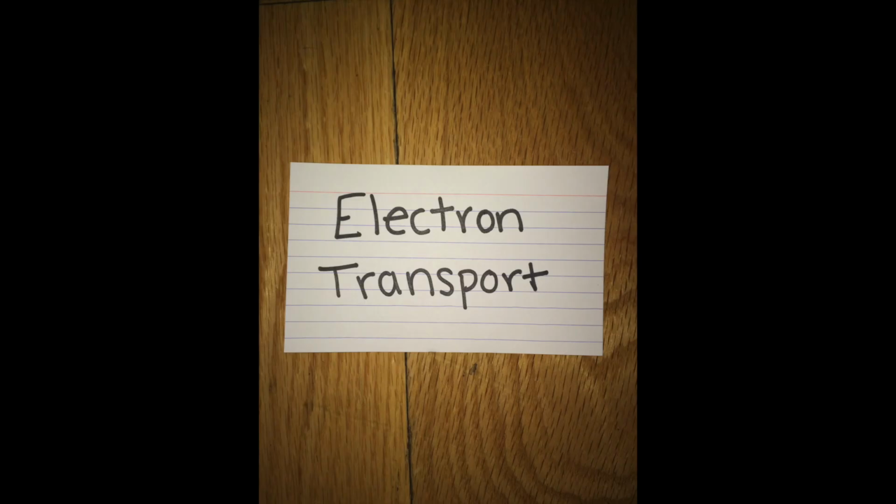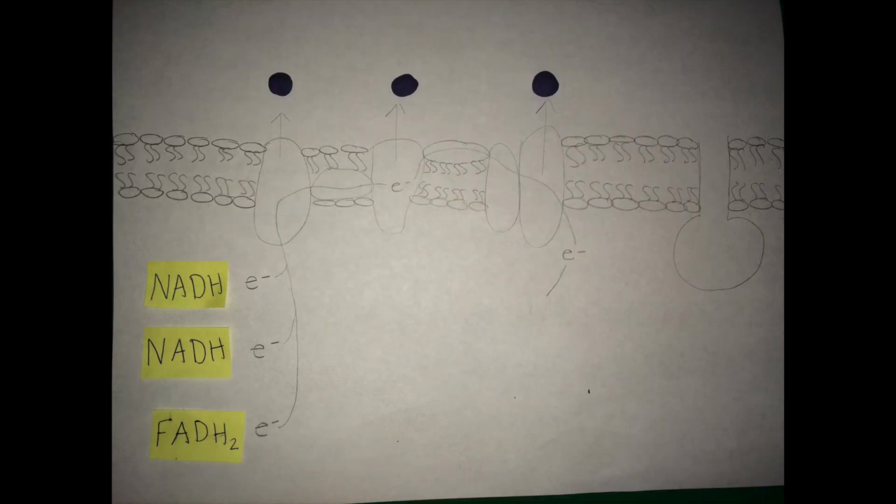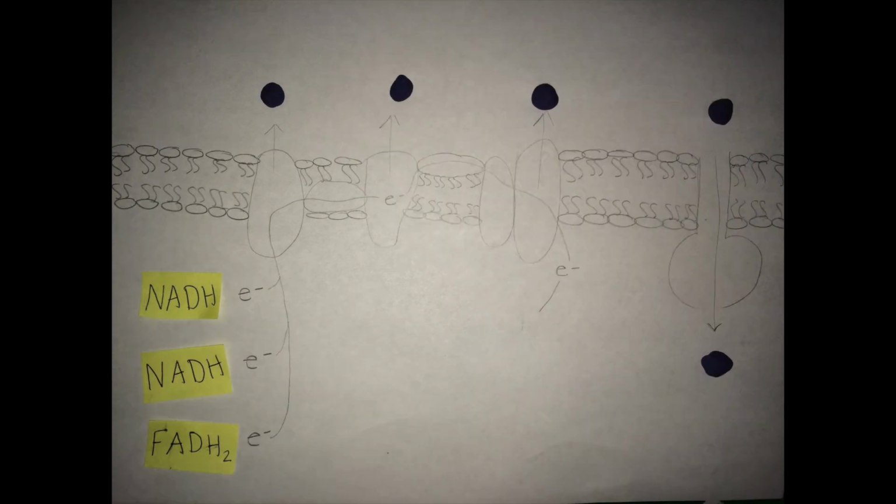The final stage in cellular respiration is electron transport, which occurs in the mitochondrial membrane. Electrons move along the membrane from one protein to another. NADH and FADH2 release electrons, and hydrogen ions are released into the intermembrane space across the inner mitochondrial membrane. Hydrogen ions then diffuse down the concentration gradient back across the membrane and into the matrix through ATP synthase.